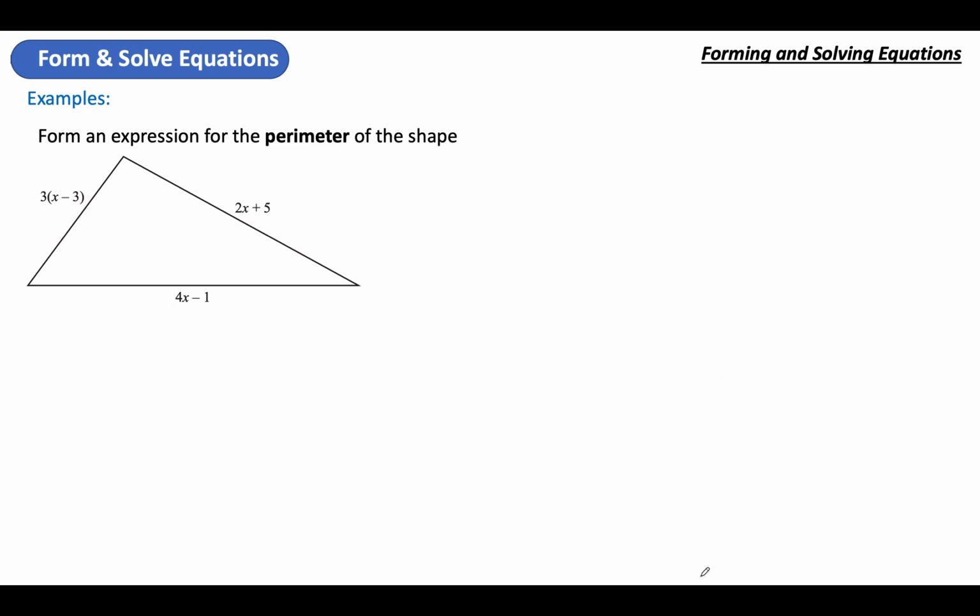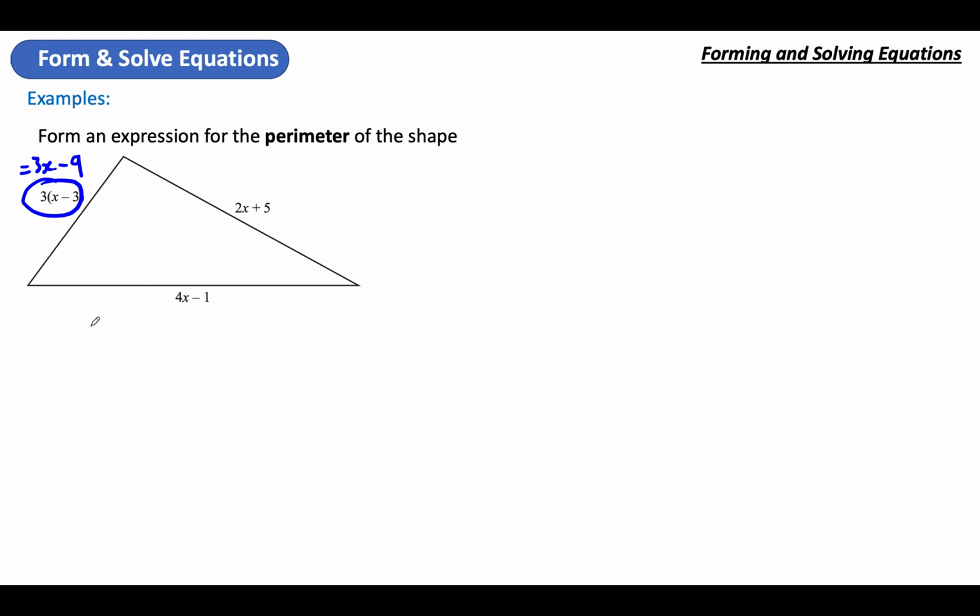So form an expression for the perimeter of this shape. Another question, let's try it. Now this time, look, I've got a little bracket here. So actually I need to expand that first of all. I need to do 3 times x to get 3x, and then 3 times negative 3 to get 9. So sometimes you might have a little bracket. It's worth expanding that to get rid of it before you move on.